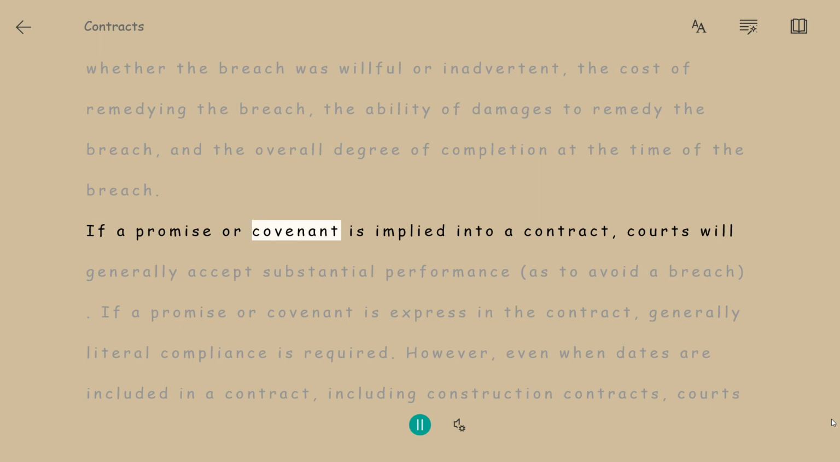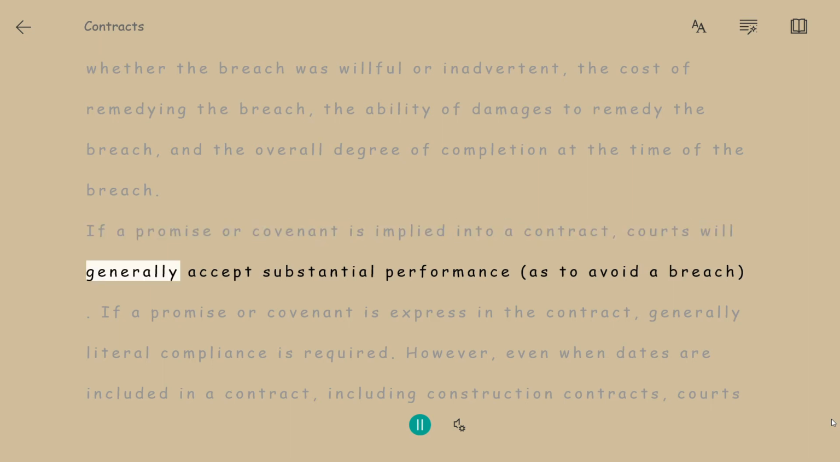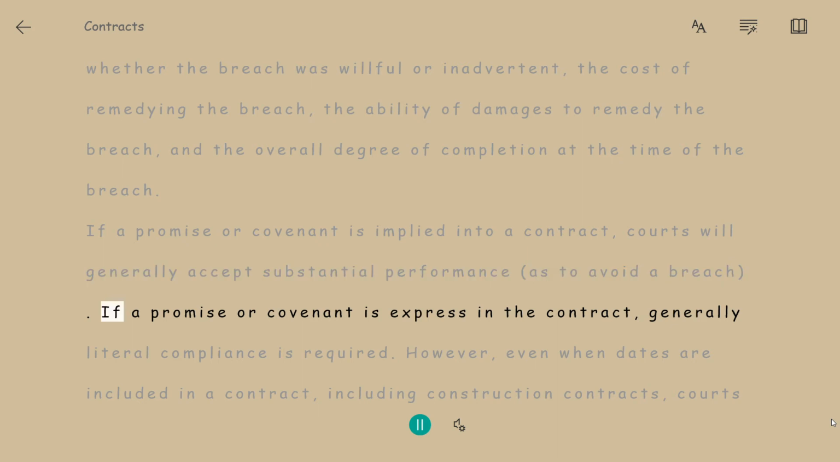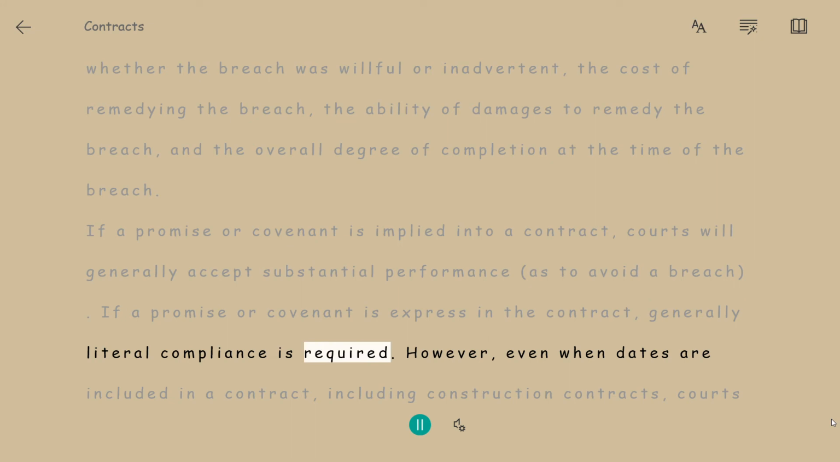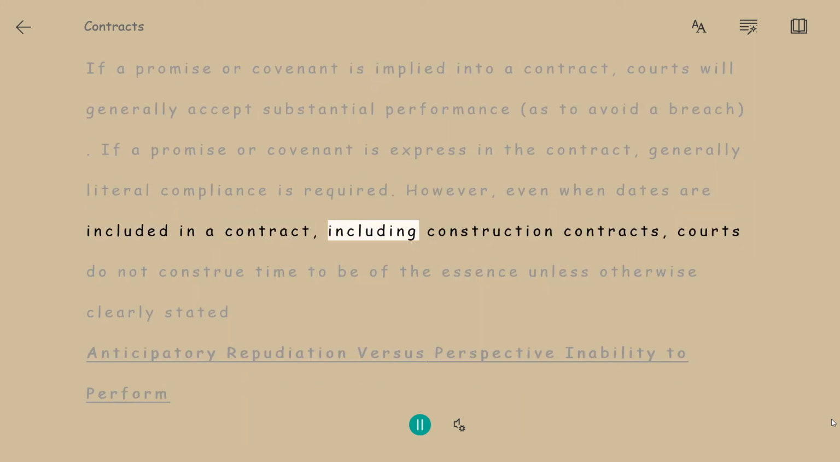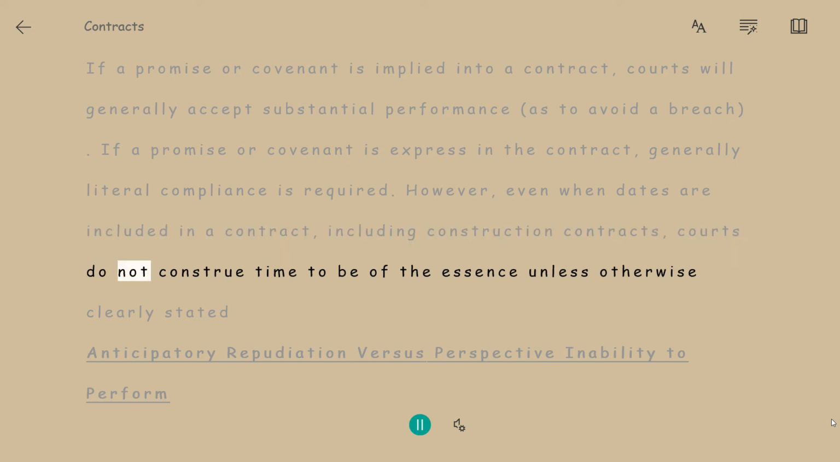If a promise or covenant is implied into a contract, courts will generally accept substantial performance as to avoid a breach. If a promise or covenant is express in the contract, generally literal compliance is required. However, even when dates are included in a contract, including construction contracts, courts do not construe time to be of the essence unless otherwise clearly stated.